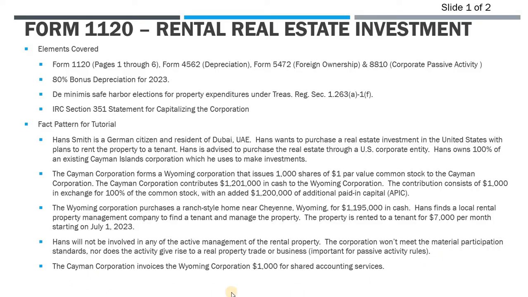And then one little additional element for the 5472, the Cayman Corporation has its own outsourced accounting provider, and so the provider is going to take care of the books for the Wyoming Corporation, and so the Cayman company bills the Wyoming Corporation $1,000 for shared accounting services. All right, and so that is something that's going to be disclosed on the 5472.